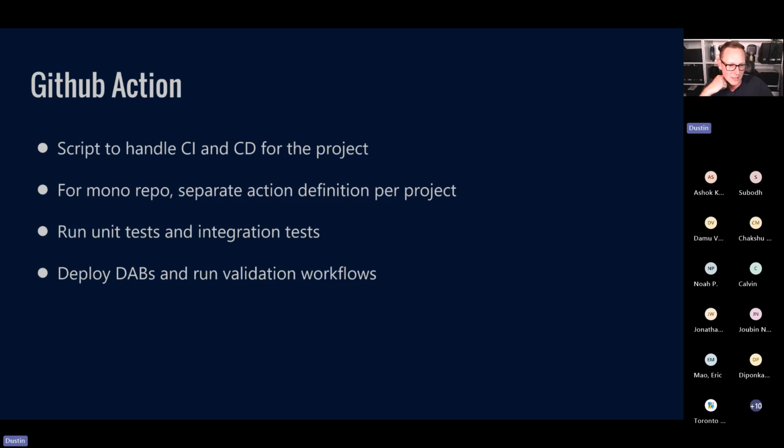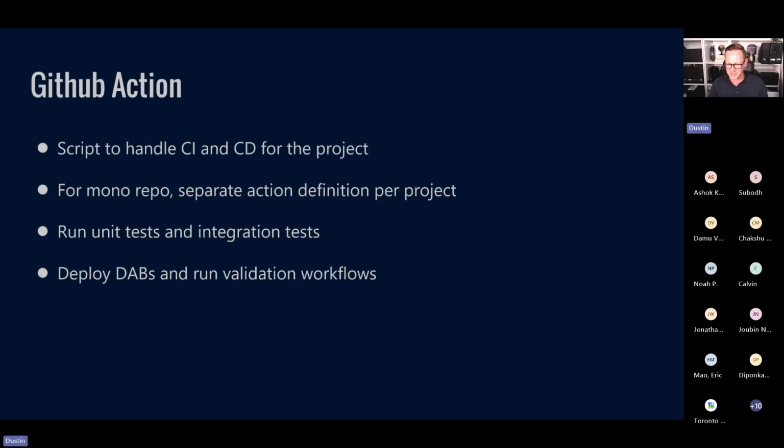So GitHub Actions. We'll see this in a moment, but basically with GitHub Actions, you set up a workflow that is going to be the scripting that'll handle the CI and CD for the project. In this case, I'm going to have a separate action, a separate workflow per bundle.